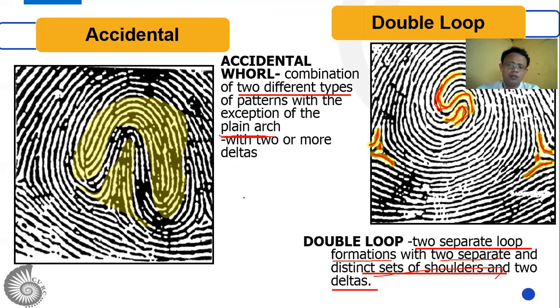It will remain the pattern of its pair. For example, plain arch plus central pocket loop, it remains central pocket loop, and so on to the different combinations. But when the two patterns pair in one pattern area and it's not a plain arch, then we can identify it as an accidental. Again, accidental is the only pattern that has more than two deltas. Actually, it has two or more. Basically, two or more. That's why it's classified as a whorl.